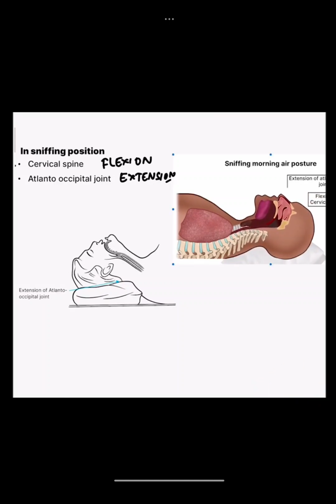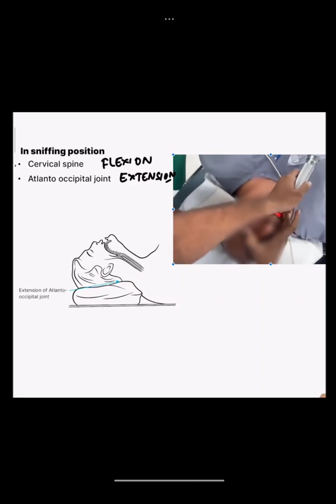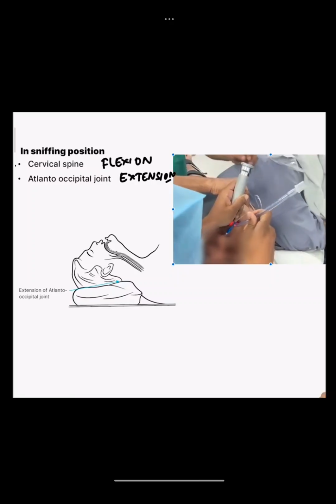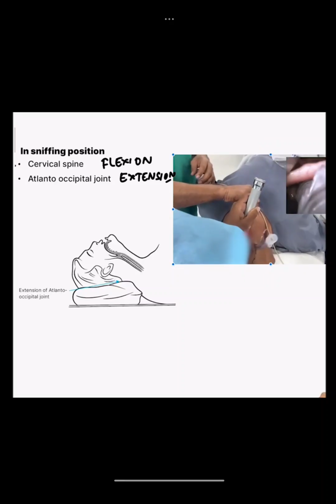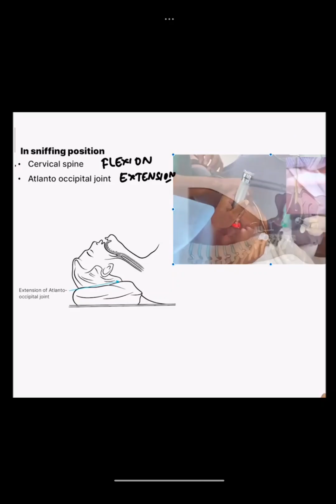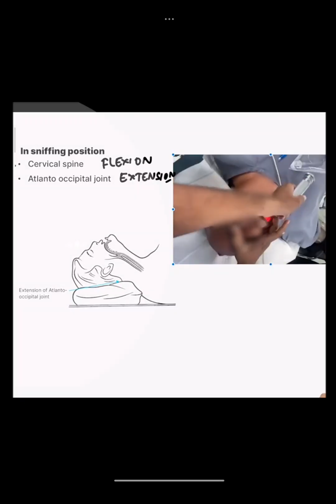So just look over here, guys. I take the patient in a sniffing morning air posture, then I put the laryngoscope into the patient's mouth, right? And once I put the laryngoscope into the patient's mouth, I lift the tongue. And once I lift the tongue, the epiglottis will be there. The epiglottis will also be lifted. Once I see the epiglottis lifted, I will see the vocal cords. Under vision, now I am passing the endotracheal tube through the vocal cords. Okay, that's regarding the endotracheal intubation. But this position is given when a patient is slim or moderately built.